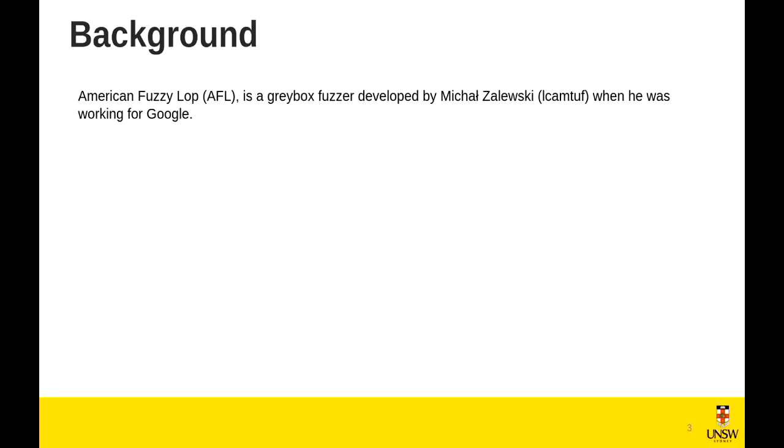So first, let's have a look at the background of AFL. AFL is a gray box fuzzer developed by this guy. I believe his name should be pronounced as Mikhail, and I can't pronounce his surname. When this guy was working for Google, basically this fuzzer was owned by Google. And it was named after a rabbit, if you wonder what the name means.